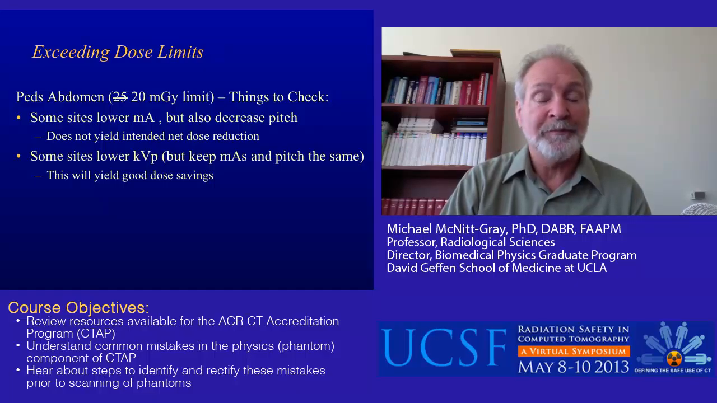Some sites use a lower kVp, but they'll keep the MAS and pitch the same. Lowering the kVp will yield a good dose savings. So that's something that should be considered, especially in pediatric abdomens for 5-year-olds.